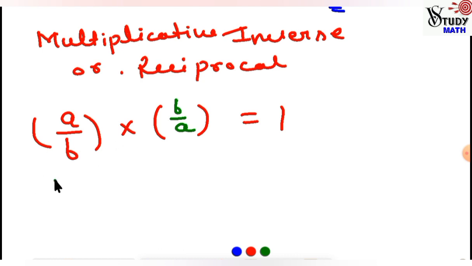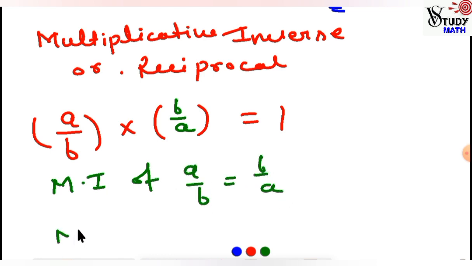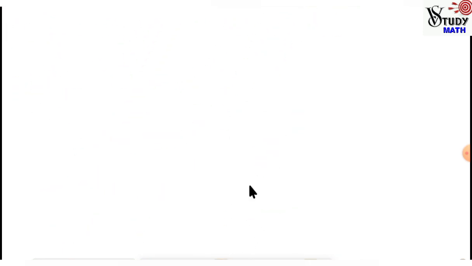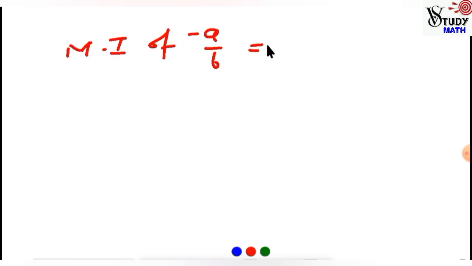So the multiplicative inverse of a by b will be b by a, and the multiplicative inverse of b by a will be a by b. Okay my dear students. One more thing you have to note down from here. If we have to find the multiplicative inverse of negative a by b, that will be negative b by a. We just change the numerator and denominator. The negative sign doesn't matter, the negative sign remains there.